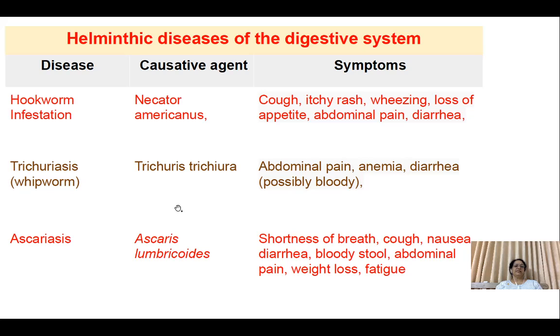Next is the second helminth, Trichuris trichiura. This causes trichuriasis. Here there is abdominal pain, anemia, and diarrhea which may contain blood in the patient's stool. One very important helminth is Ascaris lumbricoides, which we also have to consider here. This causes ascariasis. Again there is diarrhea, bloody stool, and abdominal pain, but with that there is shortness of breath as well as cough, weight loss and fatigue in the patient.